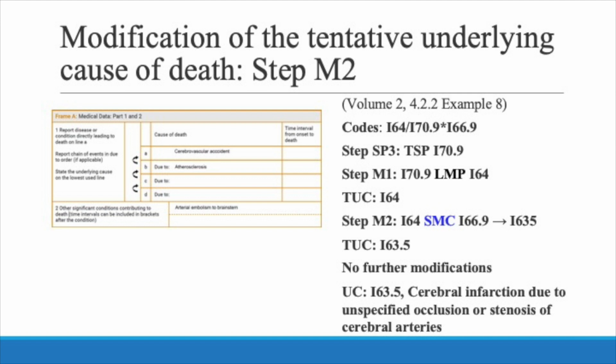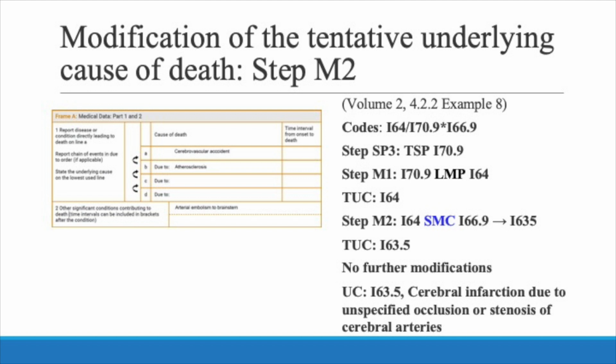Applying step M2, the tentative underlying cause I64 is modified by the more specific description of the nature of this disease found in part 2. And in fact, the two codes combine into a third code, I63.5. There are no further modifications, so the underlying cause of death selected for statistical presentation is I63.5, cerebral infarction due to unspecified occlusion or stenosis of cerebral arteries. I63.5 is selected because it provides a more precise description of the site or nature of the tentative underlying cause, I64, stroke, not specified as hemorrhage or infarction.